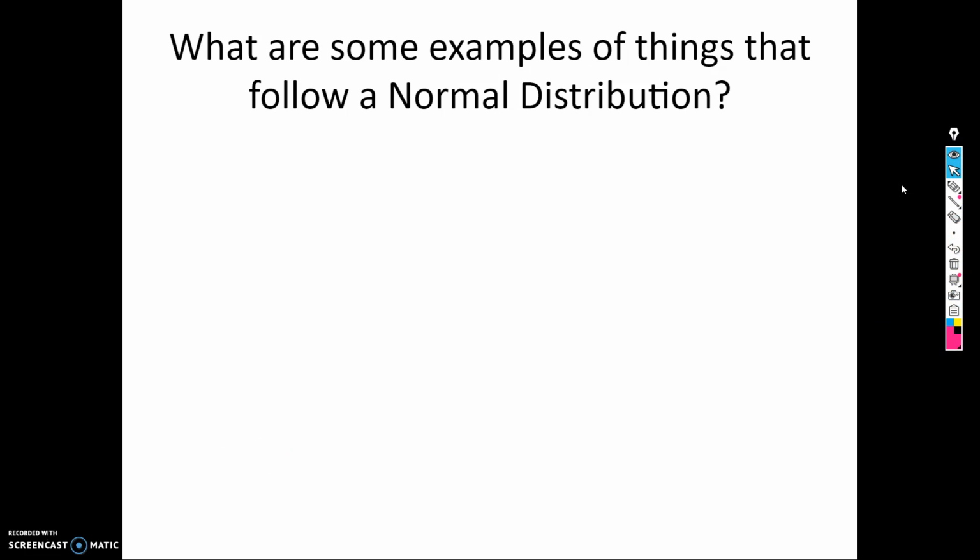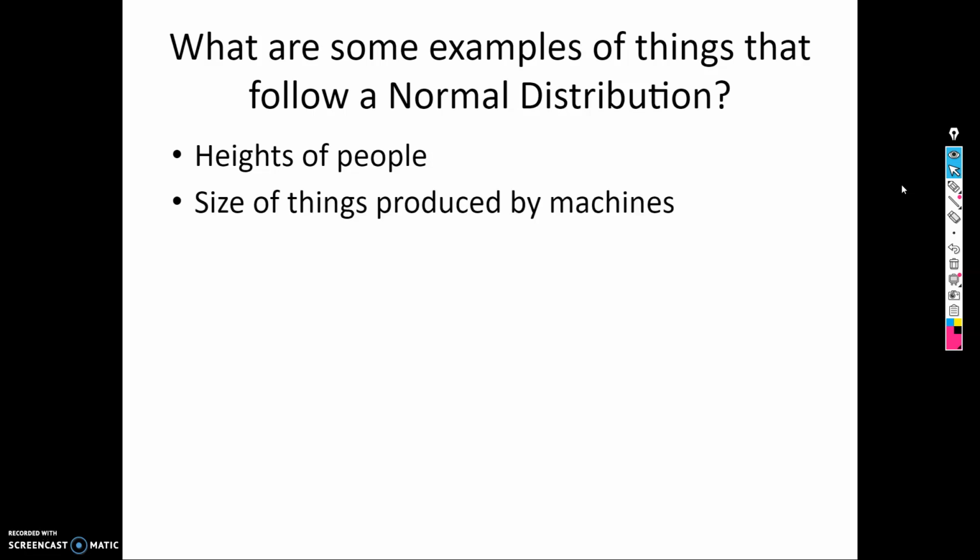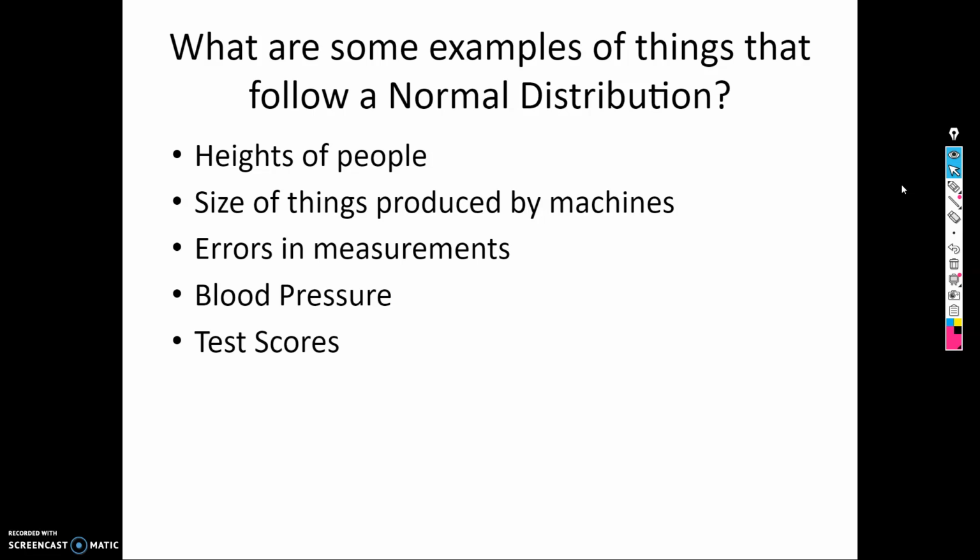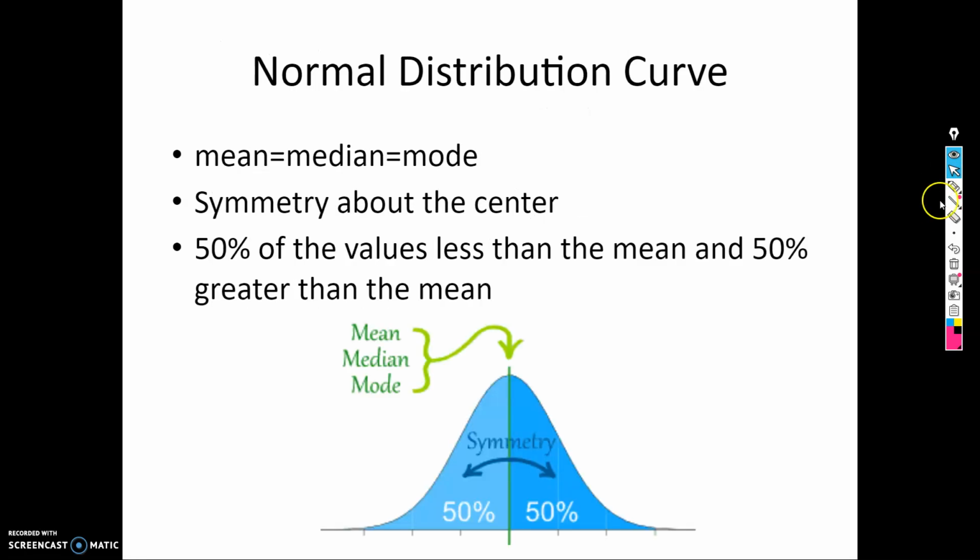Some examples of things that follow a normal distribution are heights of people. If we took the heights of everybody in this room and put them in a histogram, we would get a bell curve, a normal distribution. Others are size of things produced by machines, errors in measurement, blood pressure, and test scores. If we looked at everybody's test scores and lined them up, same thing, we would get that bell curve. So normal distributions are used for many, many things.